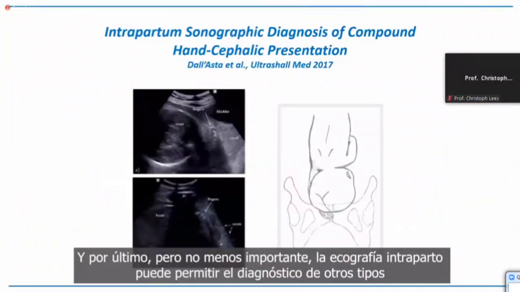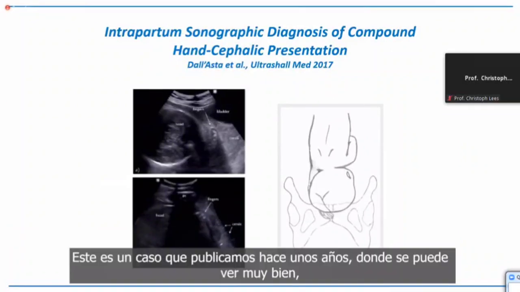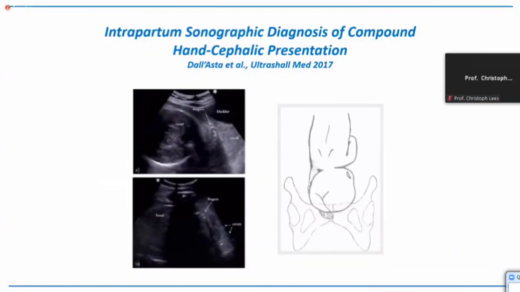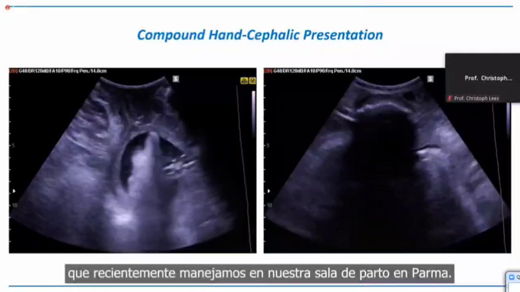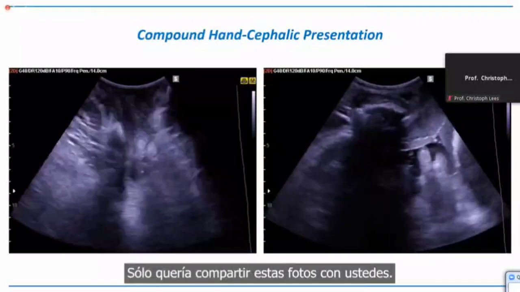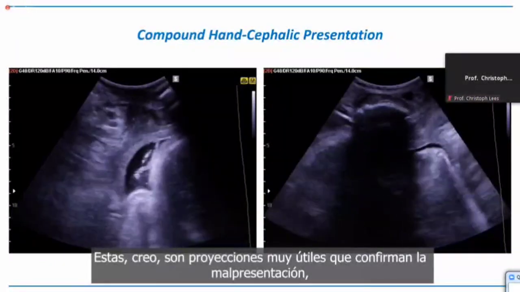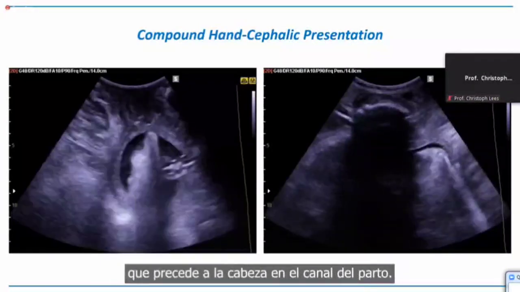Last but not least, intrapartum ultrasound can allow the diagnosis of other types of malpresentation, such as compound hand-cephalic presentation. This is a case which we published a few years ago, where you can nicely see that the hand was anterior to the presenting part in the birth canal. This is another case which we recently managed in our labor ward in Parma. I just wanted to share these pictures with you. These, I believe, are very nice views which confirm the malpresentation, again featured by the presence of the hand, which precedes the head in the birth canal.